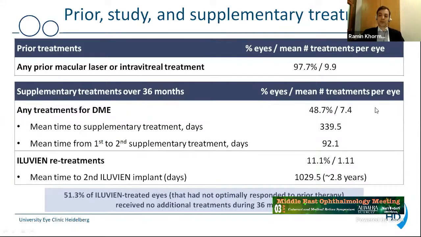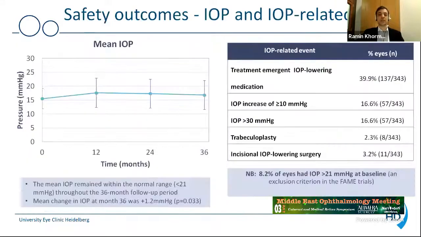Despite the fact that we only included patients who did not respond well to other therapy, 51.3% of the Ozurdex-treated eyes did not receive any additional treatment during the 36 months follow-up. We did apply a retreatment in several cases, but this was only required quite rarely and only after 2.8 years. The manufacturer usually tells us that this drug works for about 3 years, and in a real-world setting we really do reach this long effect.